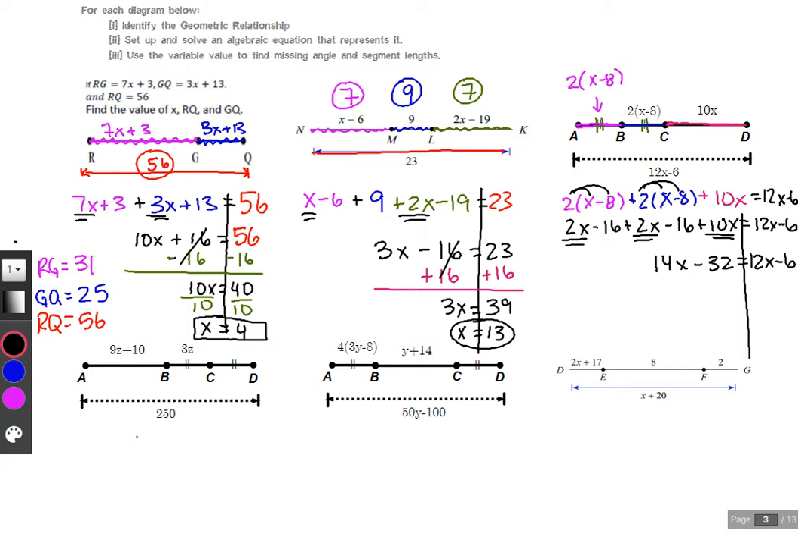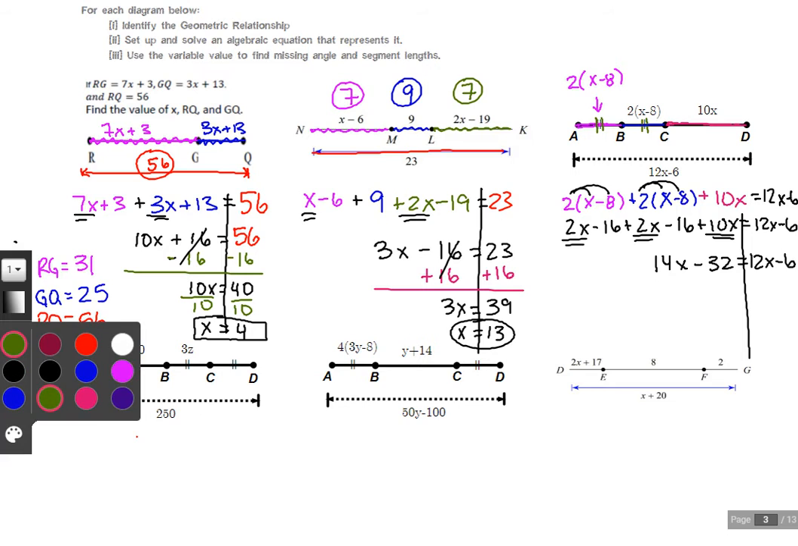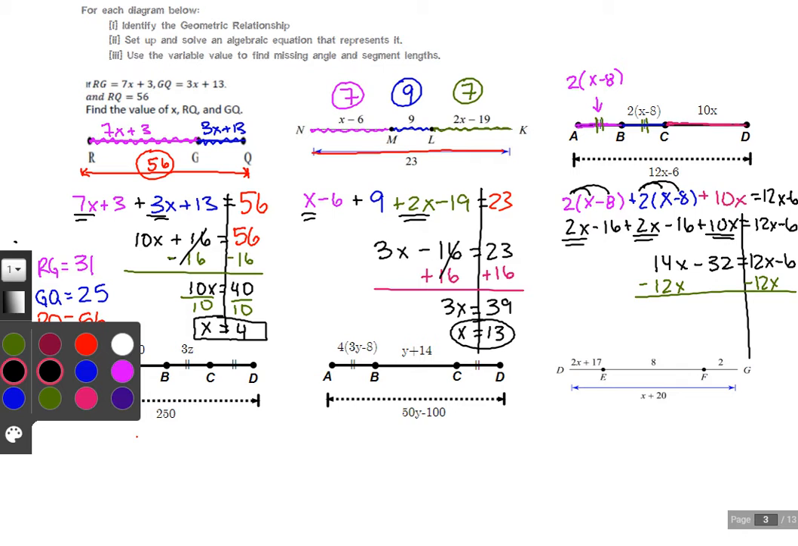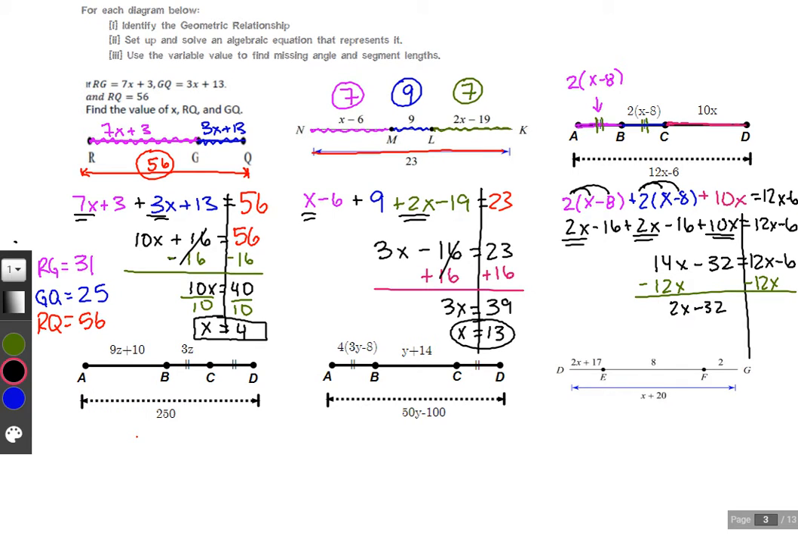Okay, now in terms of solving, well, let's first kick over our 12x's. Positive 12x's, of course, will make them negative, so minus 12x on both sides. So we have 2x minus 32 is the same as negative 6. We'll add 32, add 32. And so we have 2x is the same as negative 6 plus 32, which would be 26. If 2x makes 26, I divide that by 2 on both sides, and we get x equals 13.